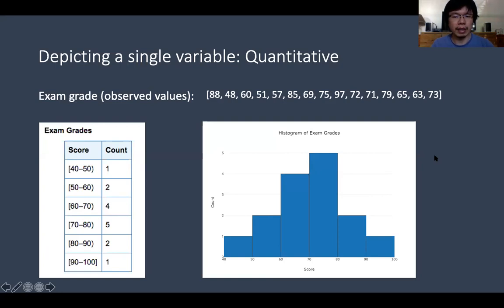A histogram, again, is one way of depicting the distribution of the values of a quantitative variable. We'll come back to this later. It is quite an important way of depicting a quantitative variable. And later we'll learn how to use a histogram to determine probability, and you will see how it's relevant in terms of probability.